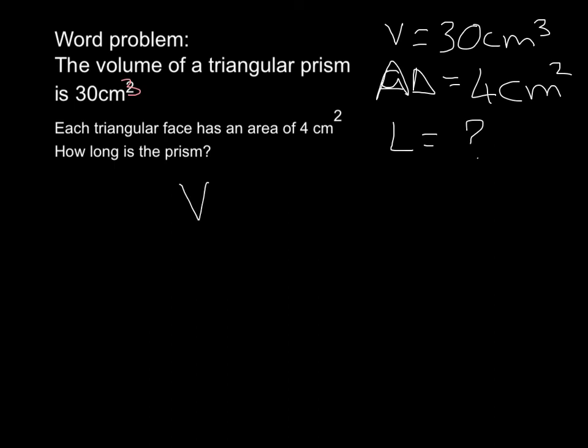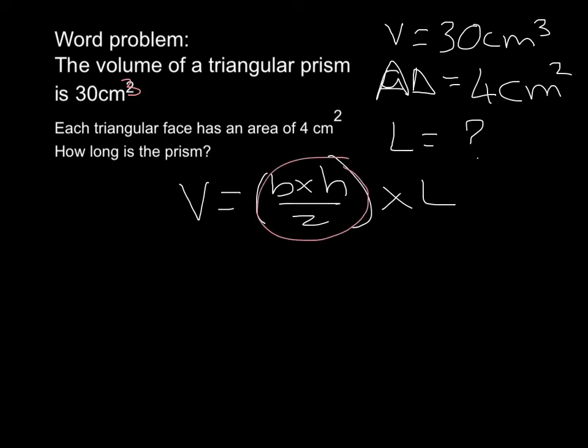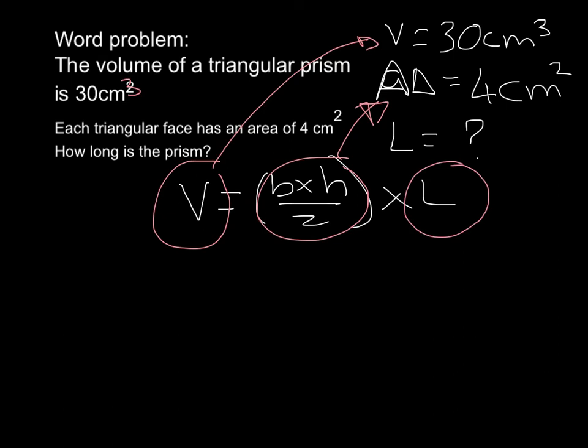So we put in our volume formula. Volume equals, again, base times height divided by 2 multiplied by our length. We know that in this case, this number has been given to us. It's already been solved, so we're going to input it in. We have this one, so we're going to input it in. This is the one that we don't know. Okay, so this is the one that we're solving for. So we're going to input what we know in. We're going to write our 30 here, and we're going to write in our 4 multiplied by L.